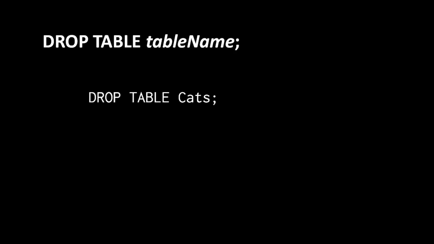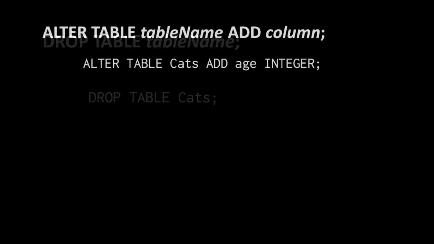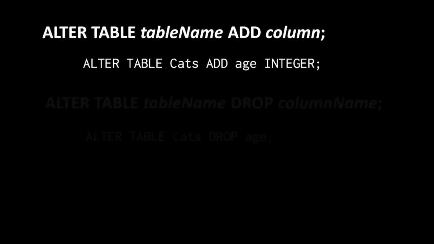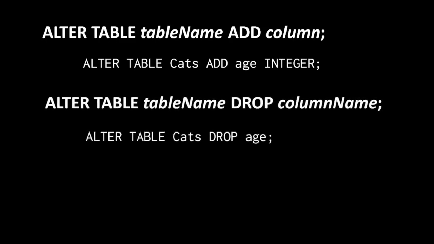If you wish to modify an existing table by giving it a new column, we can do so with the alter statement. We write alter table, name of the table, and then add, and then the new column, with both the name for the column and the data type afterwards. Likewise, we can remove existing columns by writing alter table, table name, drop, and then the name of the column, just the name, not the data type.